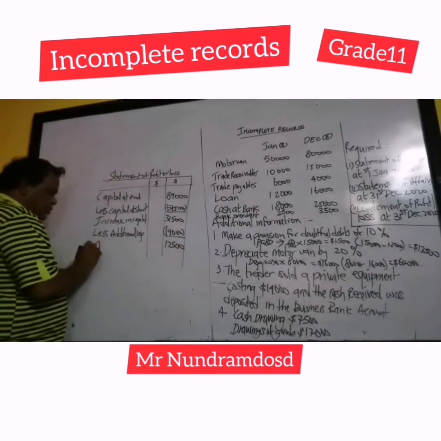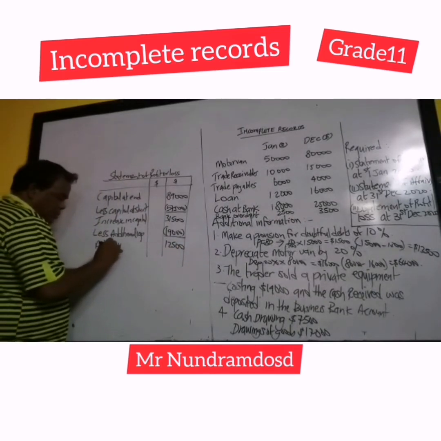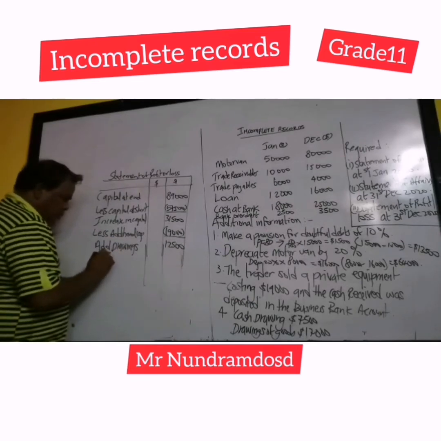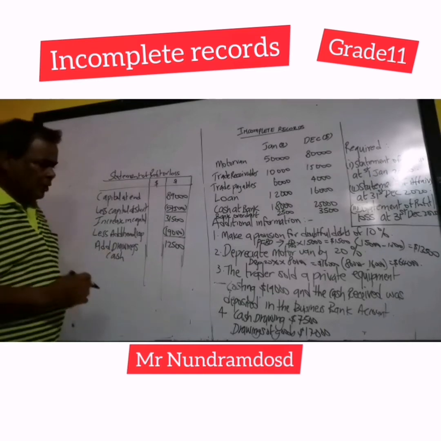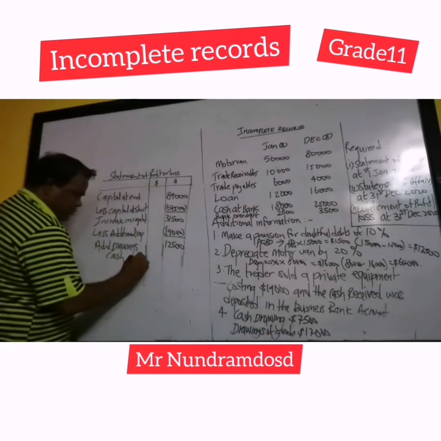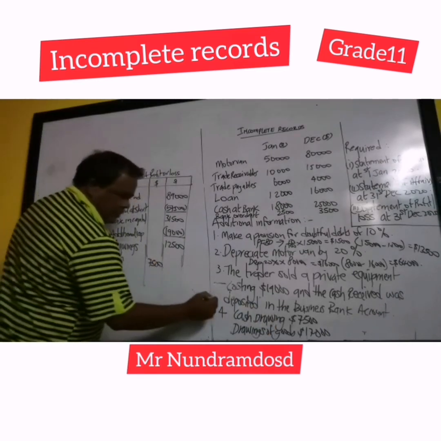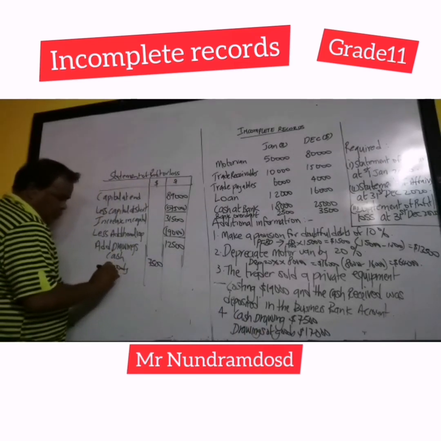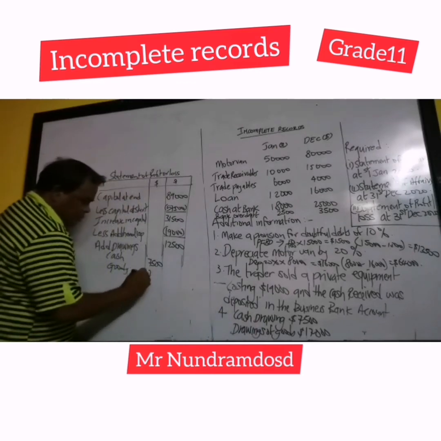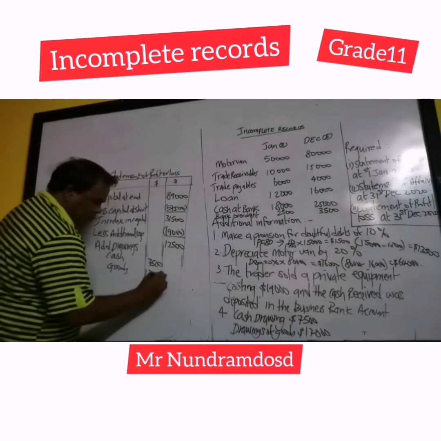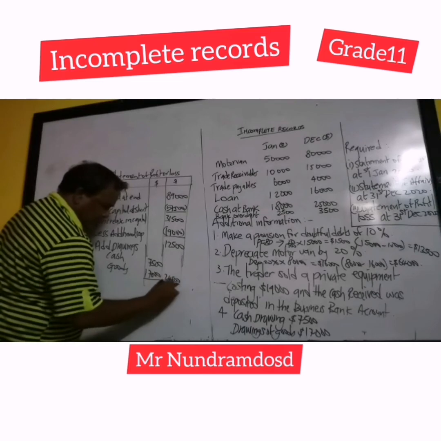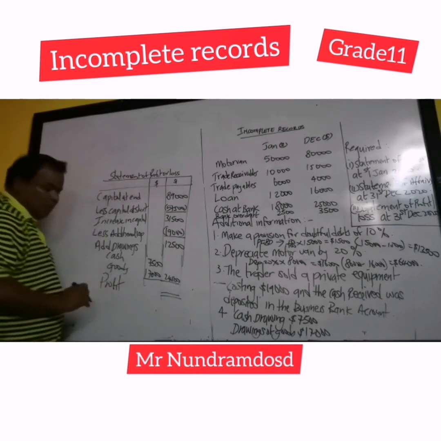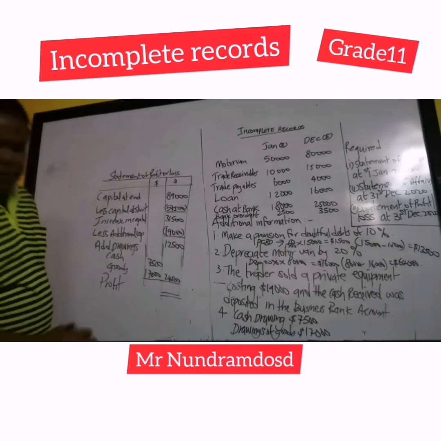And then we add drawings. We have 2 drawings. We have cash drawings, how much? 7,500. And we have drawings of goods, 17,000. We have to add both. This will give us 24,500, and then we get profit for the year.